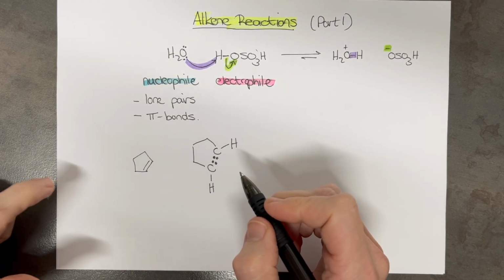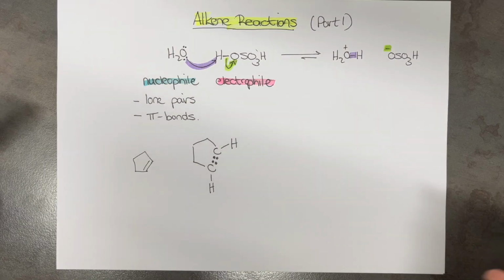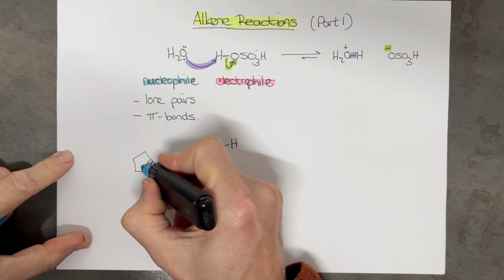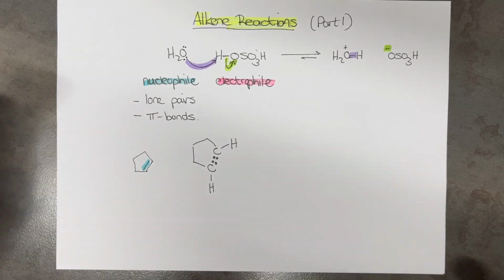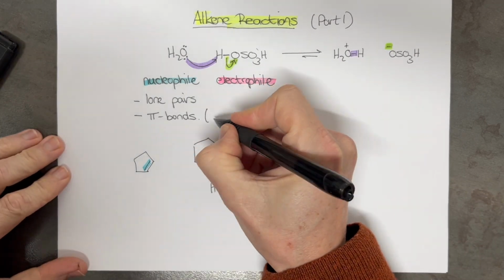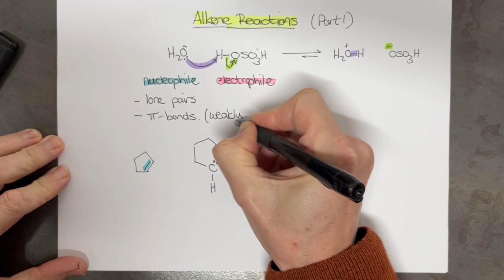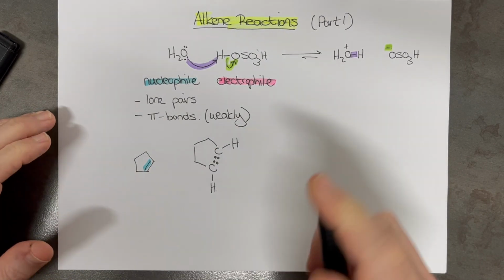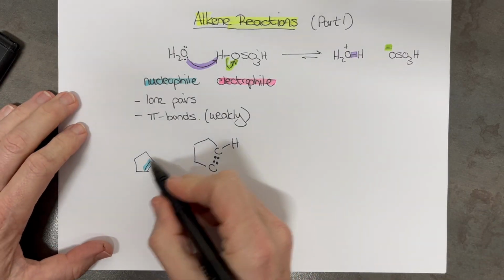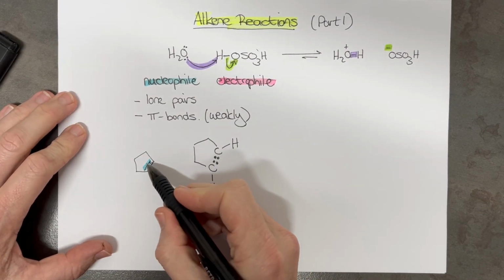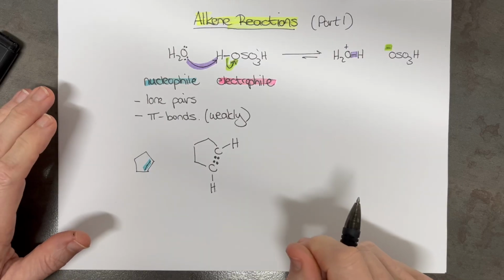Now, what I've told you is that pi bonds are weakly nucleophilic. Well, I told you they were nucleophilic. What I didn't say, of course, was that they're actually weakly nucleophilic, and that is actually quite important. These are not strong nucleophiles in any way, shape, or form, but they are weak nucleophiles. So this pi bond that we have is a weak nucleophile.